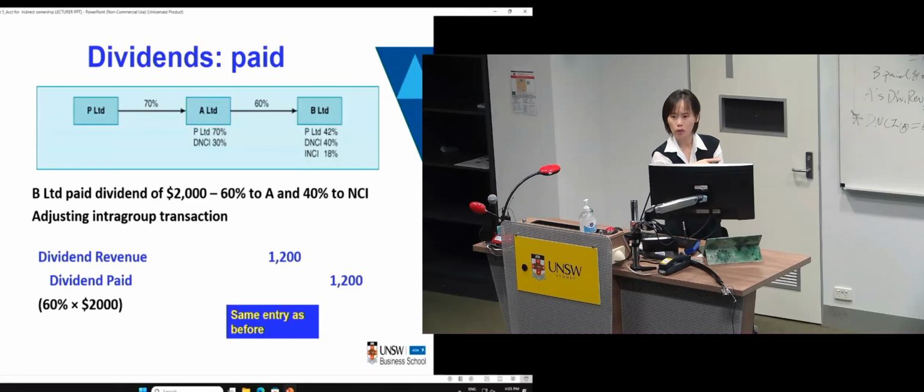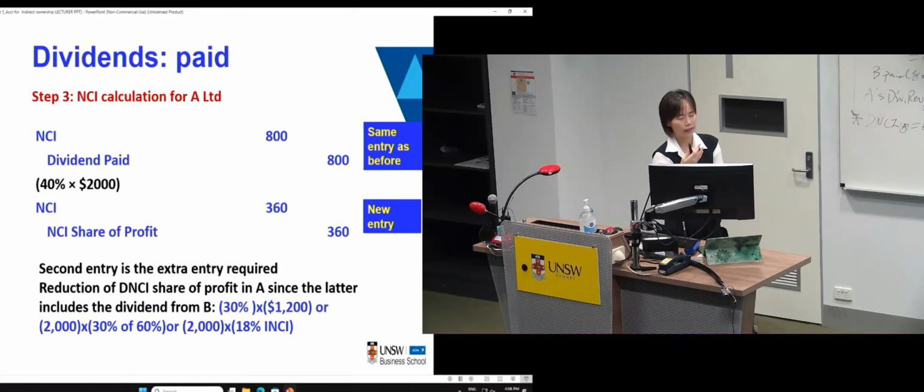Because that is the intragroup dividend revenue, right? Based on our underlying principles, the intragroup dividend revenue need to be eliminated. And then you ask yourself, how this is going to affect NCI? Well, this dividend revenue is recorded by A. A's profit decrease means NCI in A need to be reduced. Okay, so if you can establish this logic understanding, then it might be easy to work on a similar question.